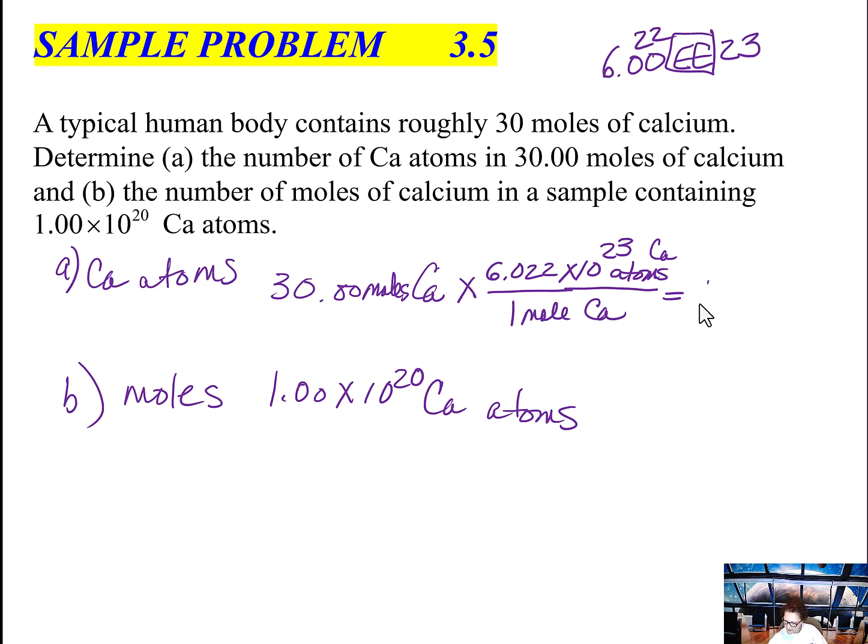So if you put that in properly, you're going to get 1.807 times 10 to the 25th atoms of calcium.